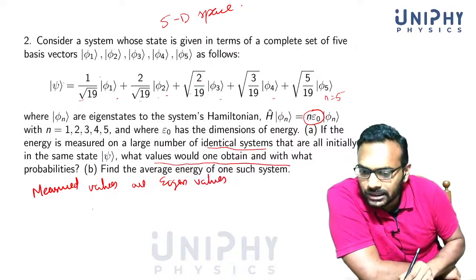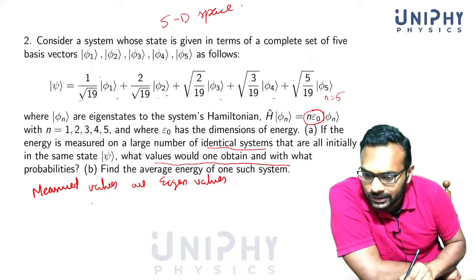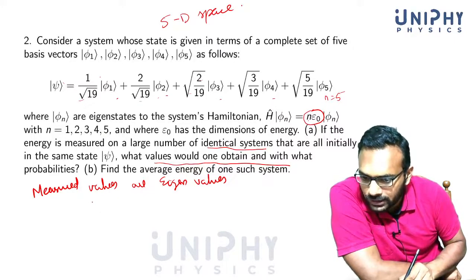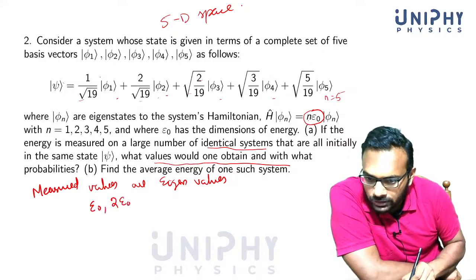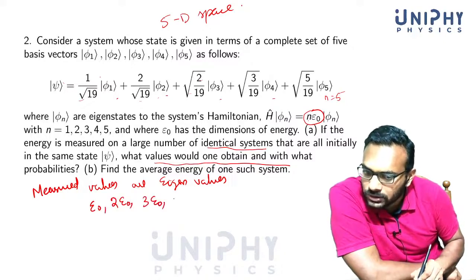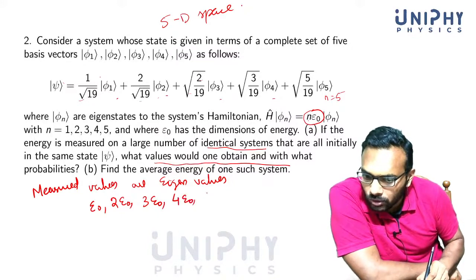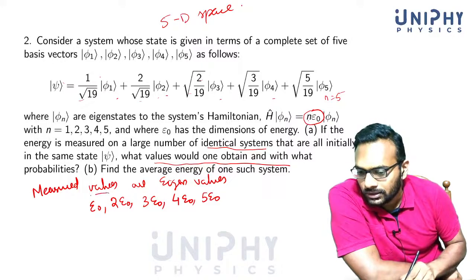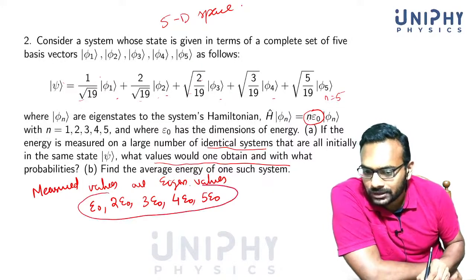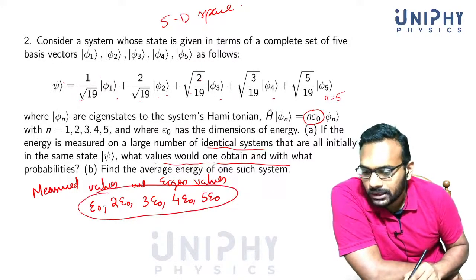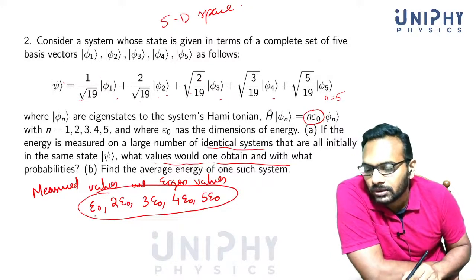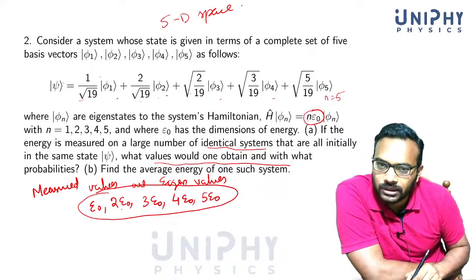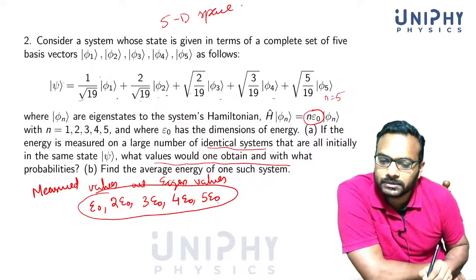And what are the values that we are supposed to get? We will get 1 epsilon 0 corresponding to the eigenvalue for phi 1. So it could be epsilon 0 or 2 epsilon 0 or 3 epsilon 0, 4 epsilon 0 or 5 epsilon 0. Alright. So these are the values that you will obtain. Sometimes you will get epsilon 0 some number of times, some other number of times you will get 2 epsilon 0, 3 epsilon 0, 4 epsilon 0, 5 epsilon 0.